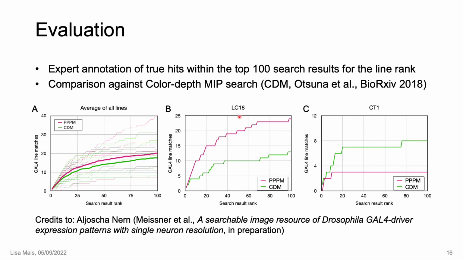So for the cell type LC18, PatchPerPixMatch finds significantly more matches than CDM within the best 100 matching samples, but for CT1 it is exactly the other way around. So you can really consider both methods as complementary, as the matching candidates are quite different.